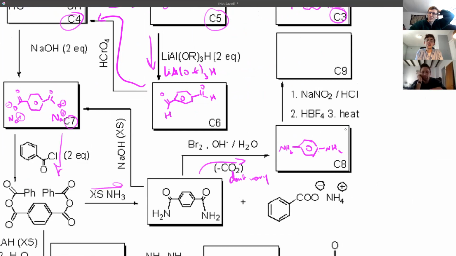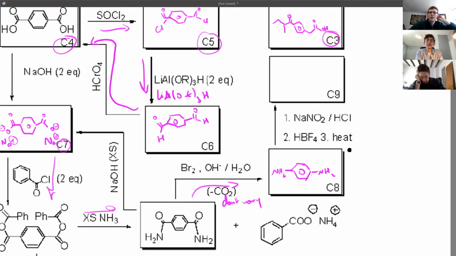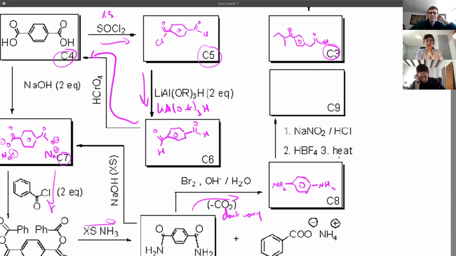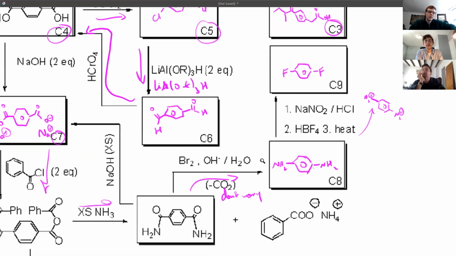So now we're going to make our diacid, whatever the N2 plus thing. And then we're going to use HBF4 to add fluorines. Wouldn't it just get rid of all the nitrogen and just make it a difluorobenzene? That is all of it. All right. Diazonium salts.